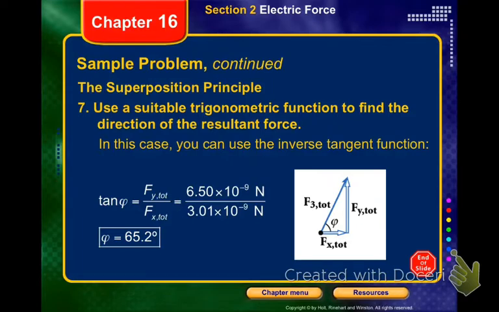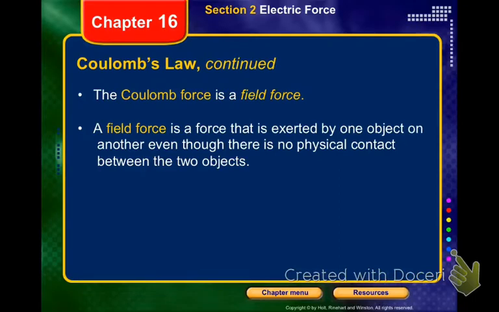One other thing in this section is field forces. It says Coulomb's law is a field force. It's a force that's exerted by one object on another, even though there is no physical contact between the two objects. Have we talked about field forces before? Gravity. Okay, gravity being one of them. When we have our next lesson on section 3, we will talk more about electric fields.